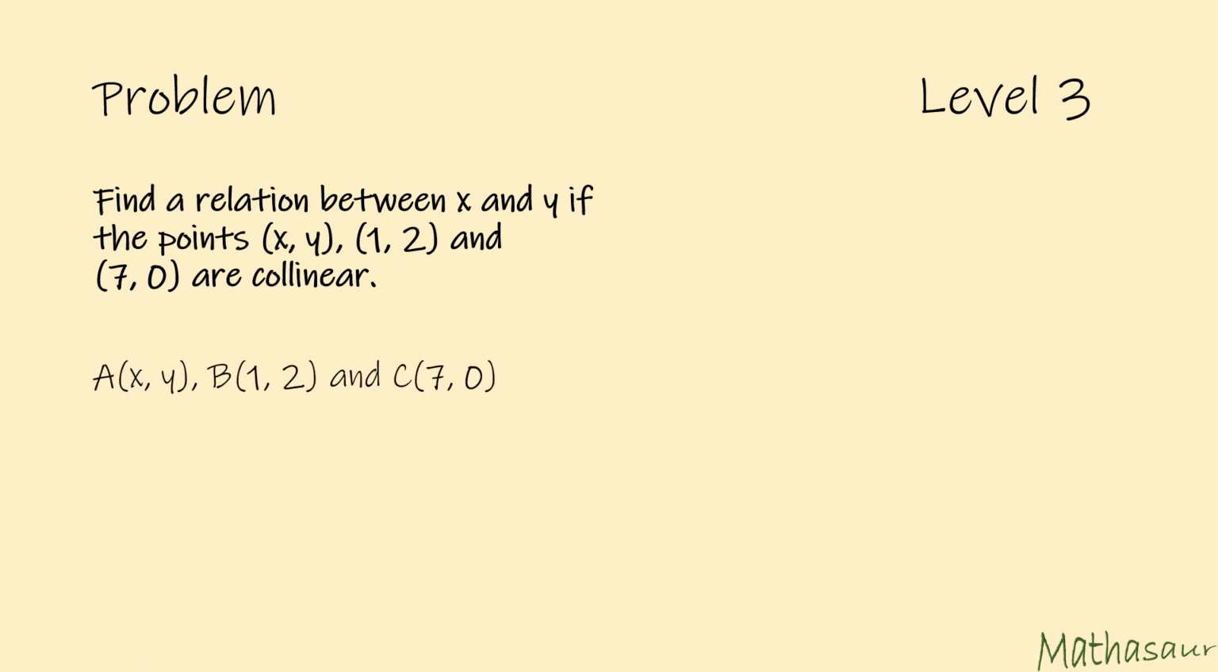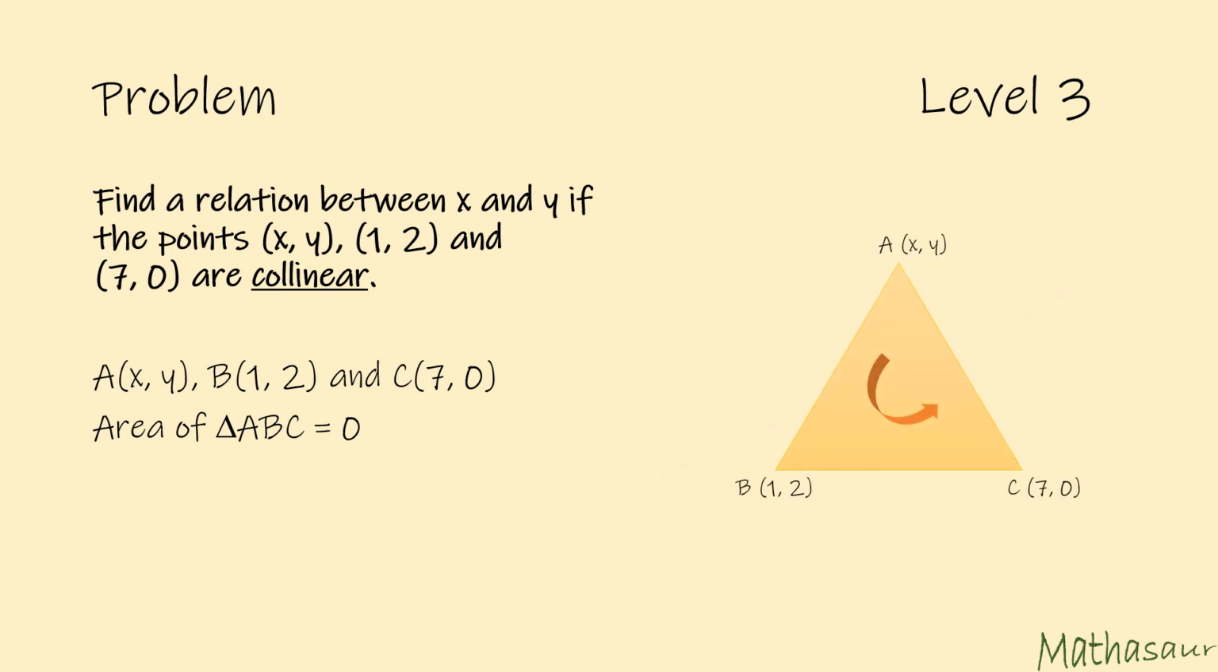Alright, let us identify our points as A, B and C. Now we have to see if they are collinear or not. If they were collinear, which means that the three would lie on the same line segment, then the 3 points would not form a triangle, which also means that the area of triangle ABC would be equal to 0. Let us draw a rough sketch of a triangle.